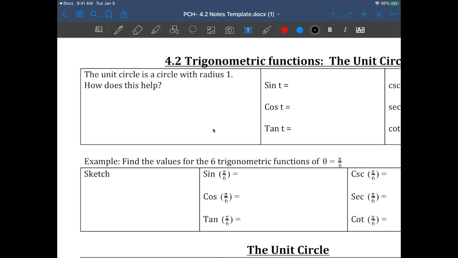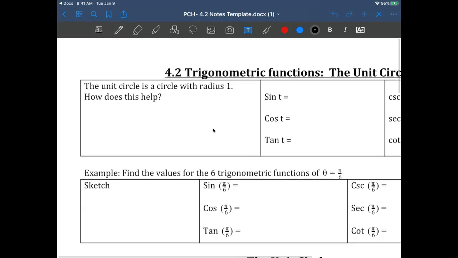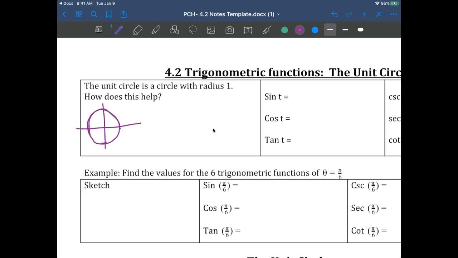Okay, so the unit circle is a circle with a radius of 1. Like, whoa, we need a pen. Okay, so 1 unit, 1 unit, 1 unit, 1 unit. So it has a radius of 1.